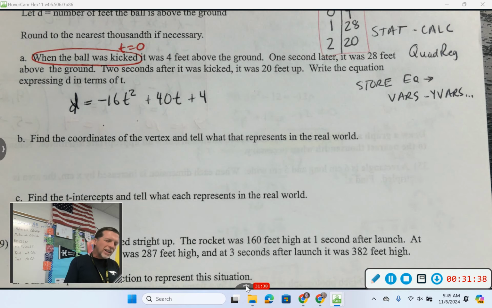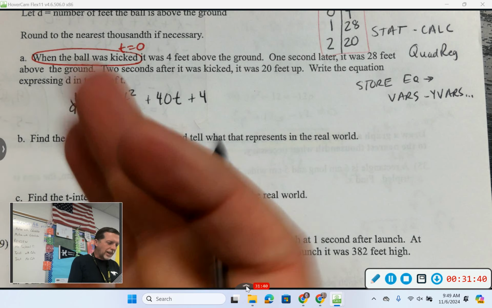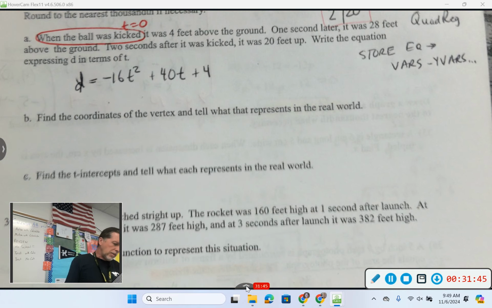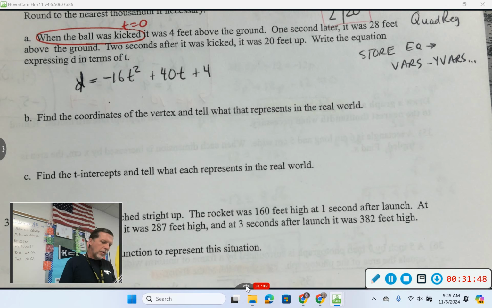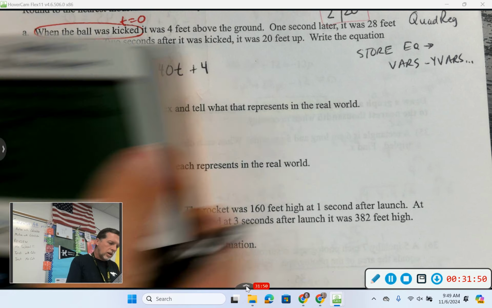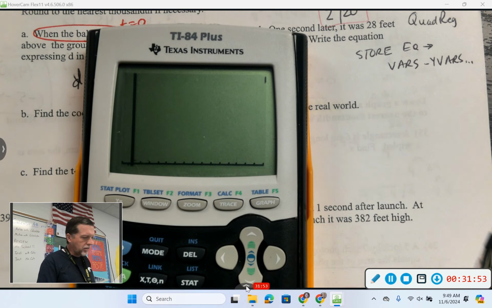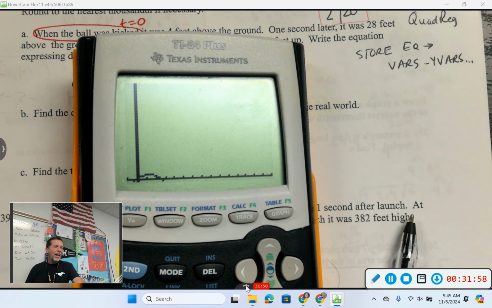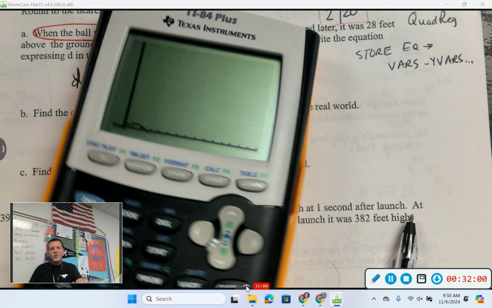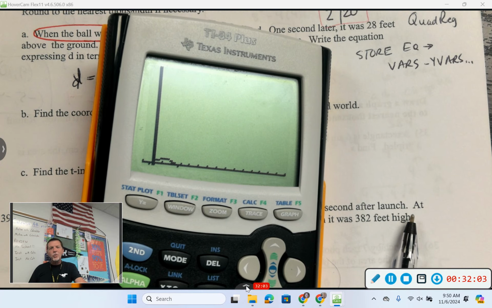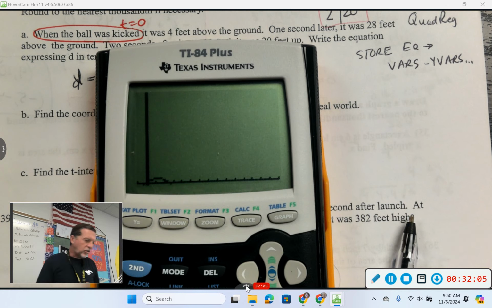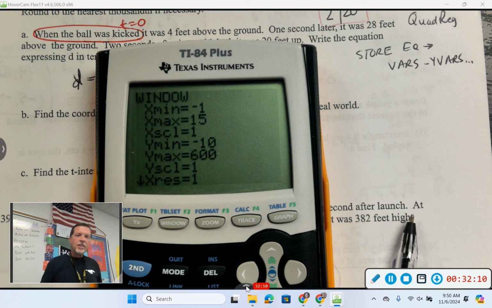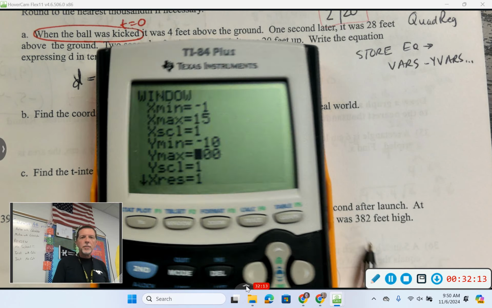But if you do it correctly, the calculator will keep up with it. Part B, find the coordinates of the vertex and tell what that represents in the real world. Well, maybe I should graph it and see what it looks like here. I think I had last graphed number 39, which was a rocket going into the air, so 39 goes way higher than 38. So I need to change my window. Yes, I don't need to go to 600. No one punts the ball 600 feet in the air.